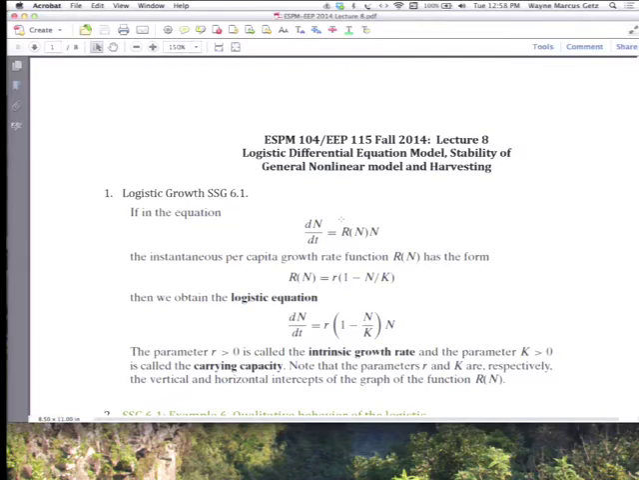at n equal to 0 or k, we have dn dt equal to 0. So if we start out at 0, we stay at 0. If we start out at k, we stay at k. Those are called the equilibria. But what happens is the population grows more and more slowly as it approaches k. So it starts out growing exponentially.